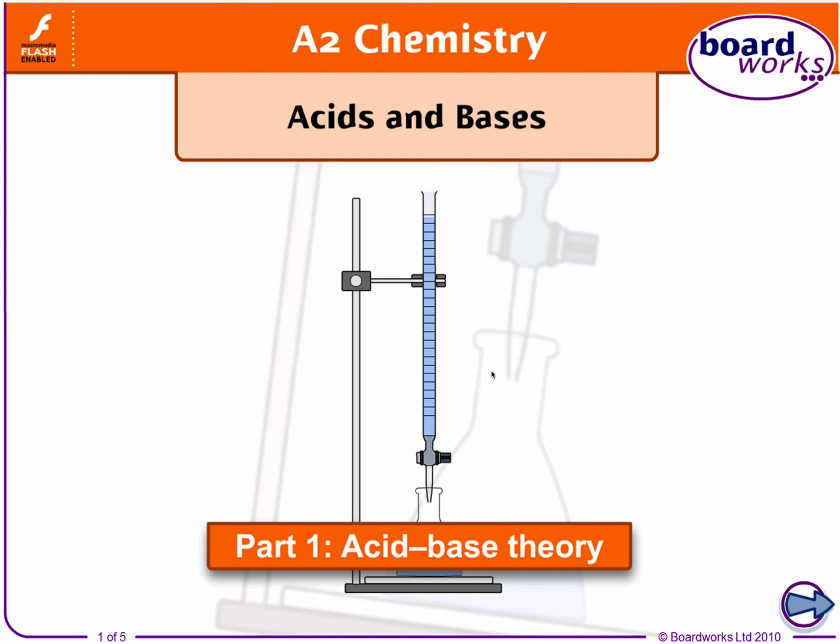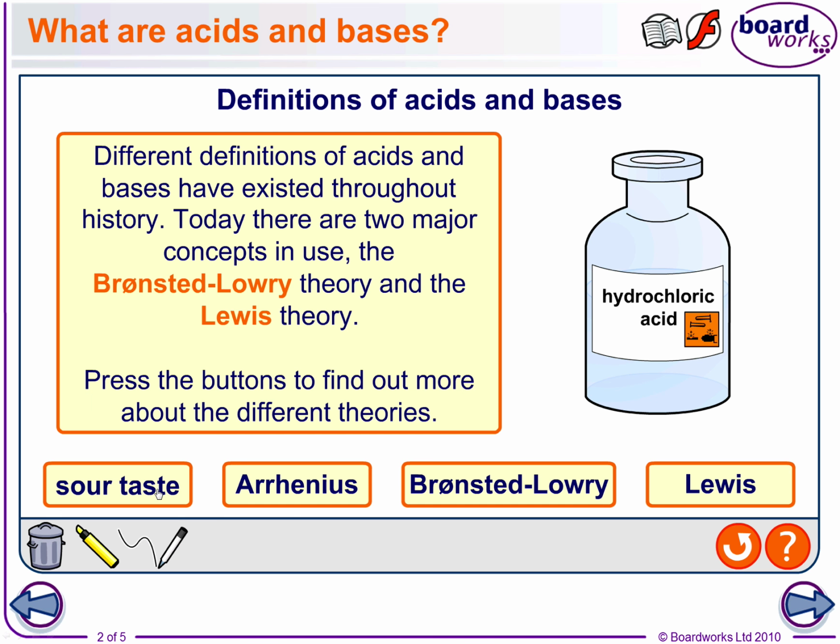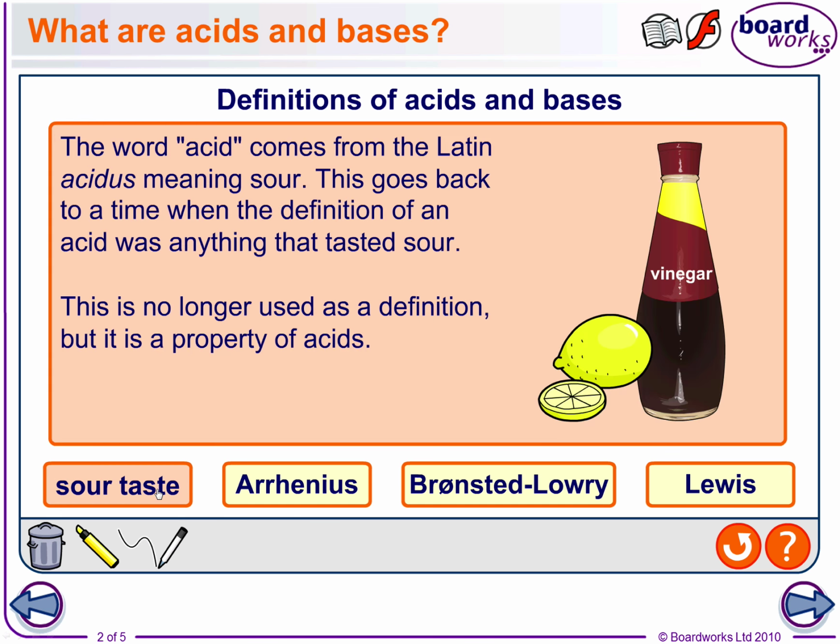During this section we're going to be taking a look at some of the simple definitions of acids and bases. Now, your first definition from many years ago was that an acid was sour tasting, which was a very simplified sort of interpretation. So things like lemon juice and vinegar were classified as acids by that logic.